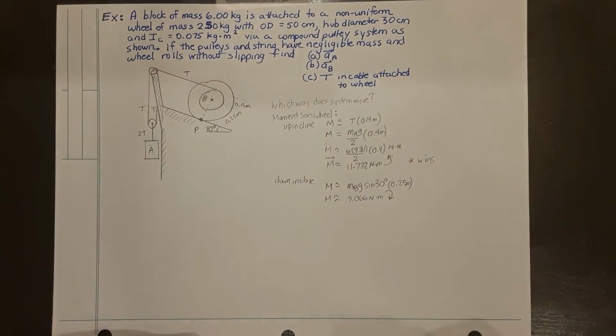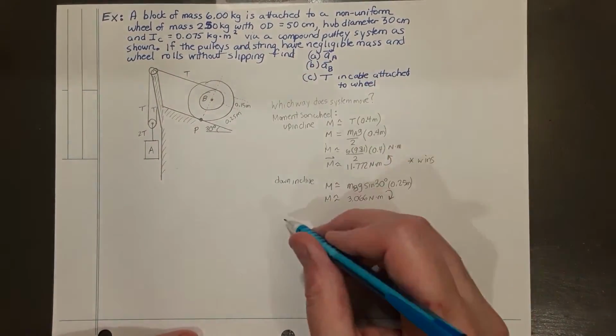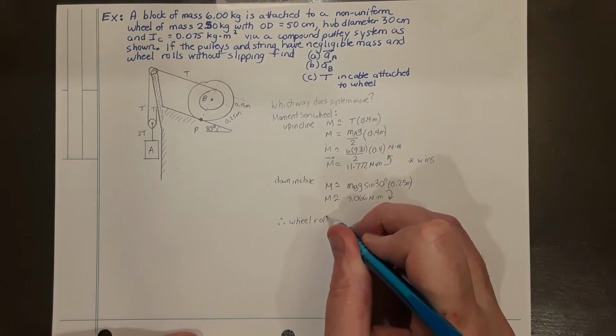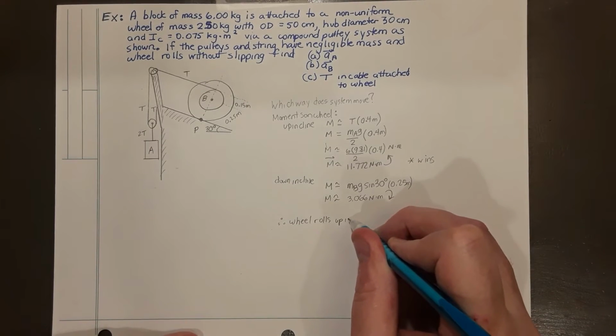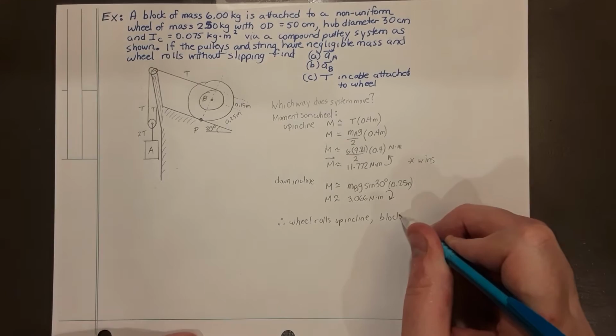So obviously this one wins. It is much bigger than this one. They're not even close. And so our conclusion is, the wheel must roll up the incline. And therefore the block must fall.